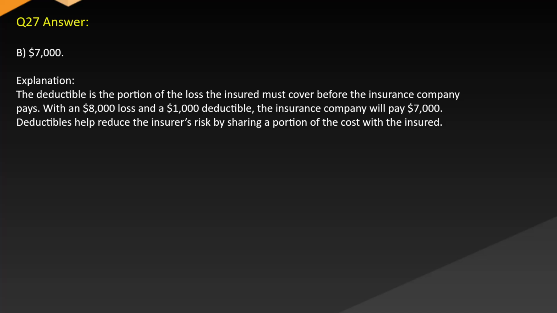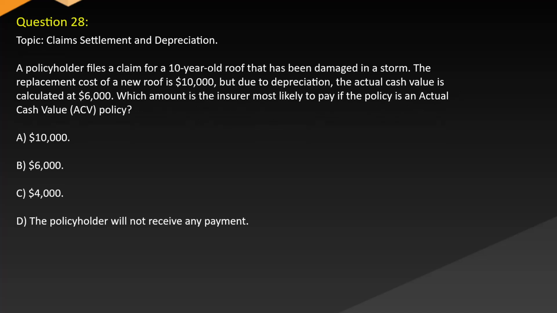Answer: B. $7,000. Explanation: the deductible is the portion of the loss the insured must cover before the insurance company pays. With an $8,000 loss and a $1,000 deductible, the insurance company will pay $7,000. Deductibles help reduce the insurer's risk by sharing a portion of the cost with the insured. Question 28. Topic: claim settlement and depreciation.